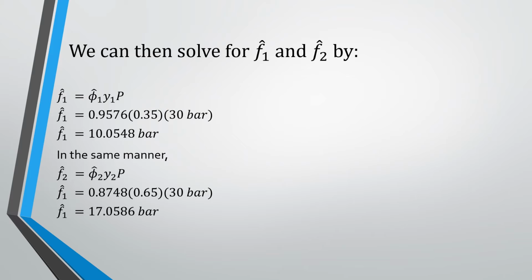Knowing that the fugacity coefficient of the species in the solution is related to the fugacity of the species in the solution by equation 11.52, we can solve for the fugacity of the species in the solution. So here, we can solve for the fugacity of ethylene and propylene, and these are the following values that we obtain.